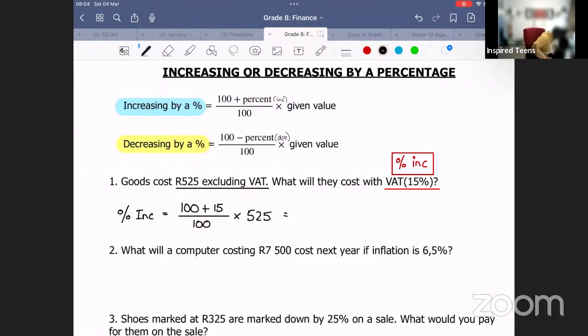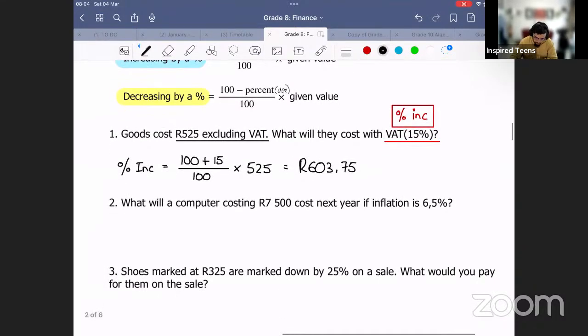Let's get my calculator. Okay, so I have 100 plus 15 over 100 multiplied by 525, and I get an amount of 603 Rand 75 cents. Hope that makes sense. So that's basically calculating VAT on a product.